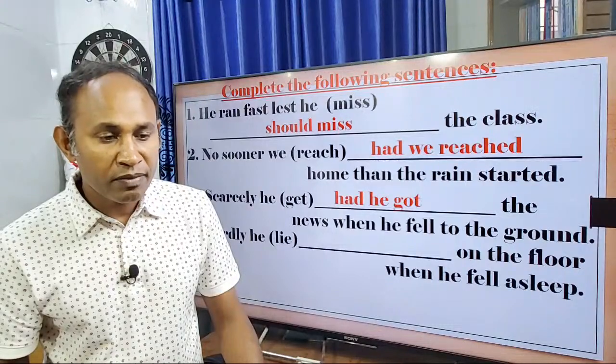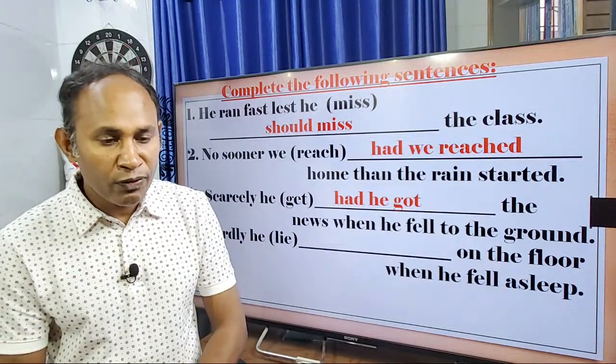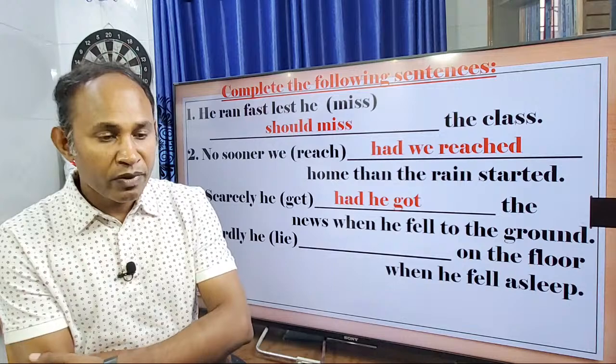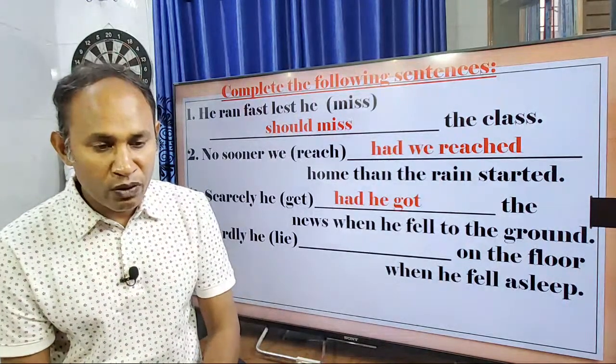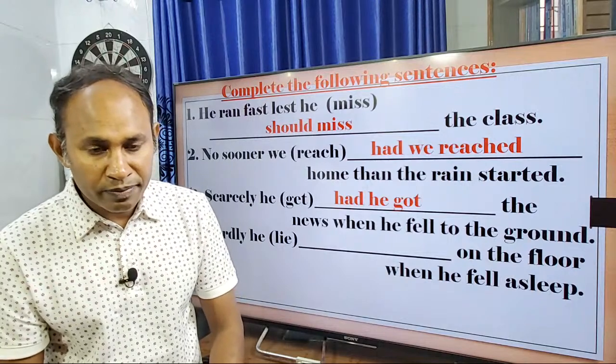The next question. Hardly he lie on the floor when he fell asleep. So would you please write down the answer? Hardly he lie on the floor when he fell asleep.